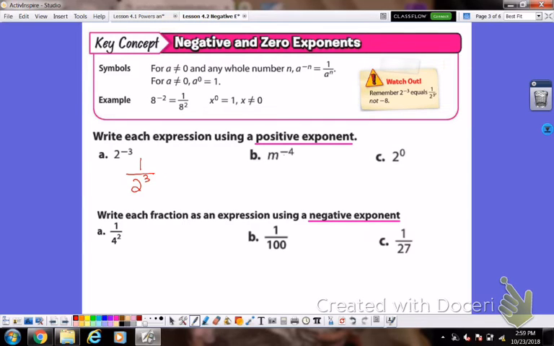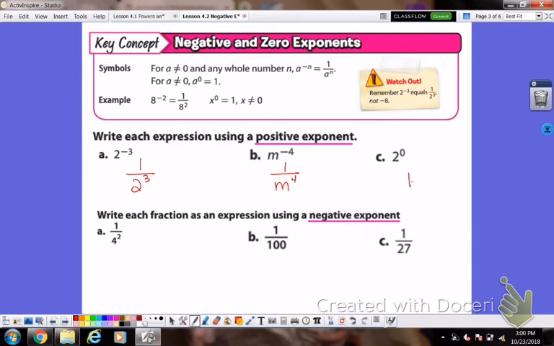We do the same thing with variables. N to the negative 4, rewrite as a fraction with a positive exponent, 1 over n to the fourth. And 2 to the 0, anything to the 0 power is 1. Again, notice we have no negative numbers here. We're just creating fractions. These give us small numbers if you would actually evaluate them out.